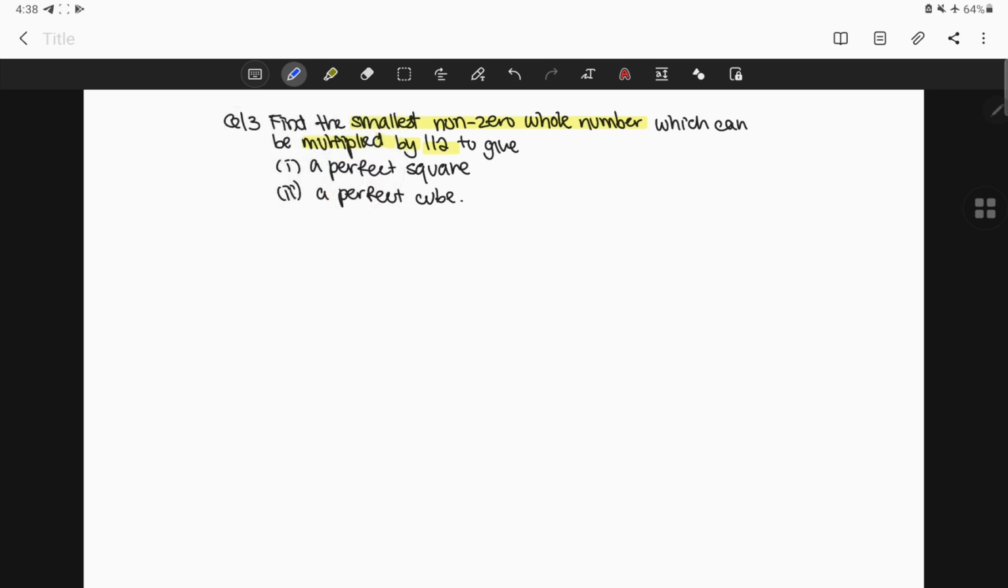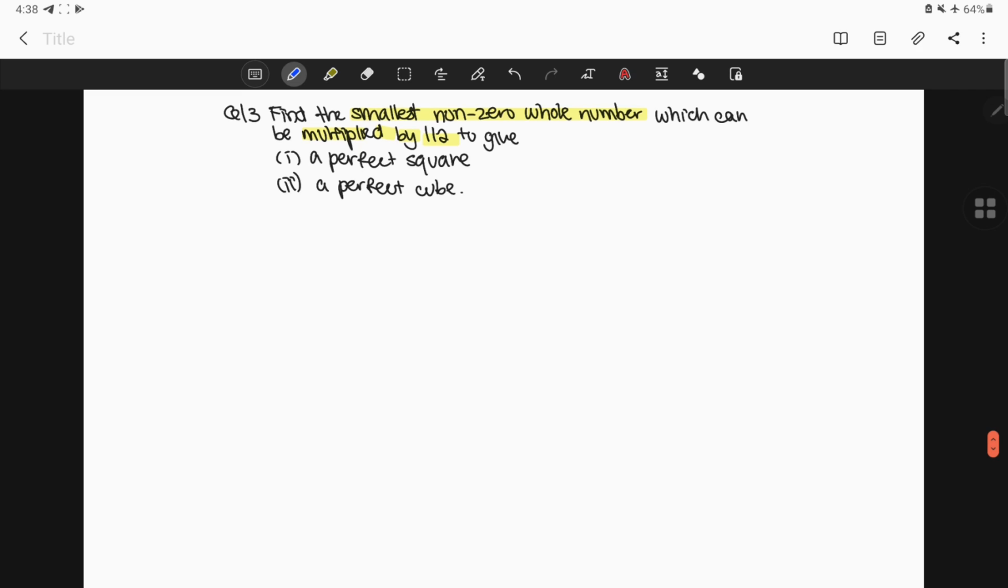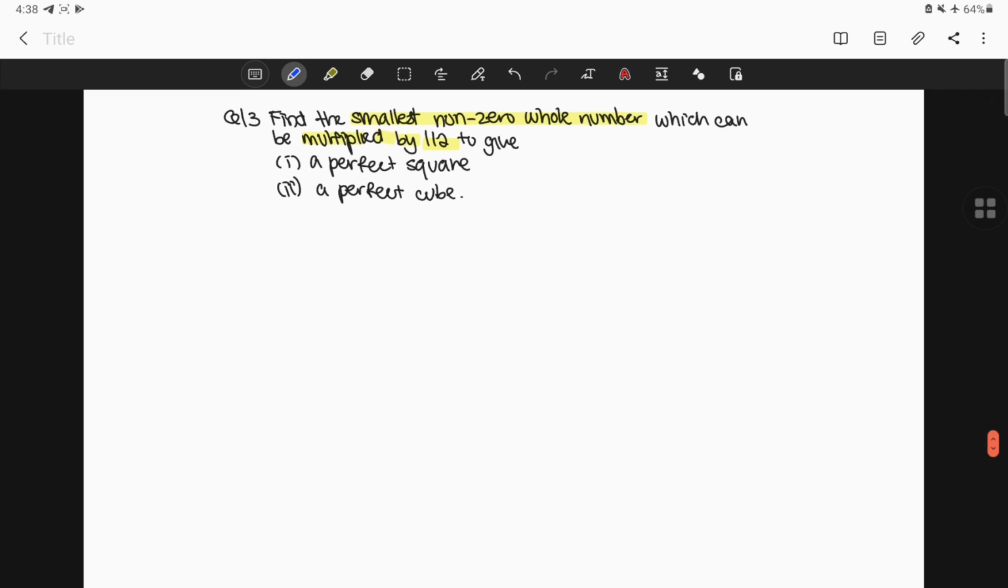Let's now move on to part 2. For part 2, you're supposed to find the smallest non-zero whole number which can be multiplied by 112 to give you a perfect cube. So basically we can introduce q. So let q be the answer that we're trying to find.